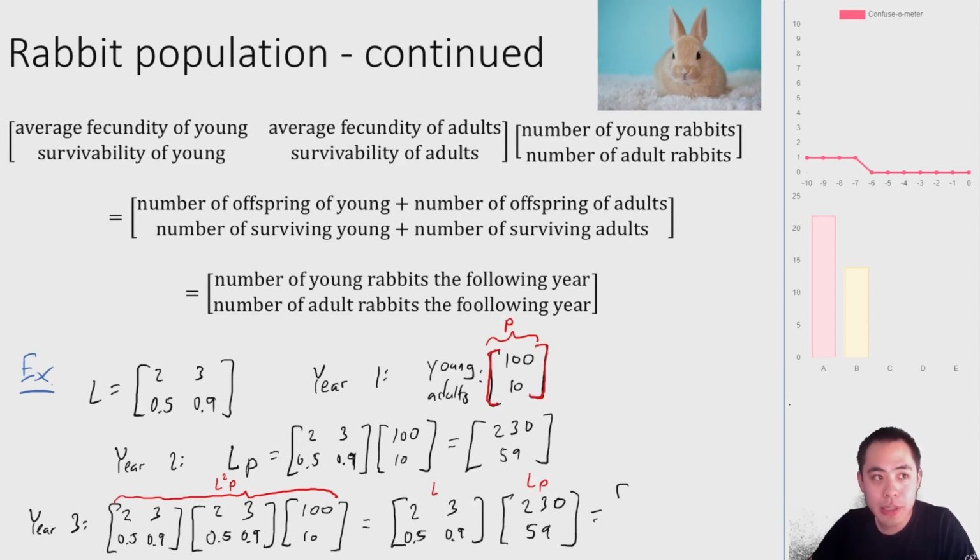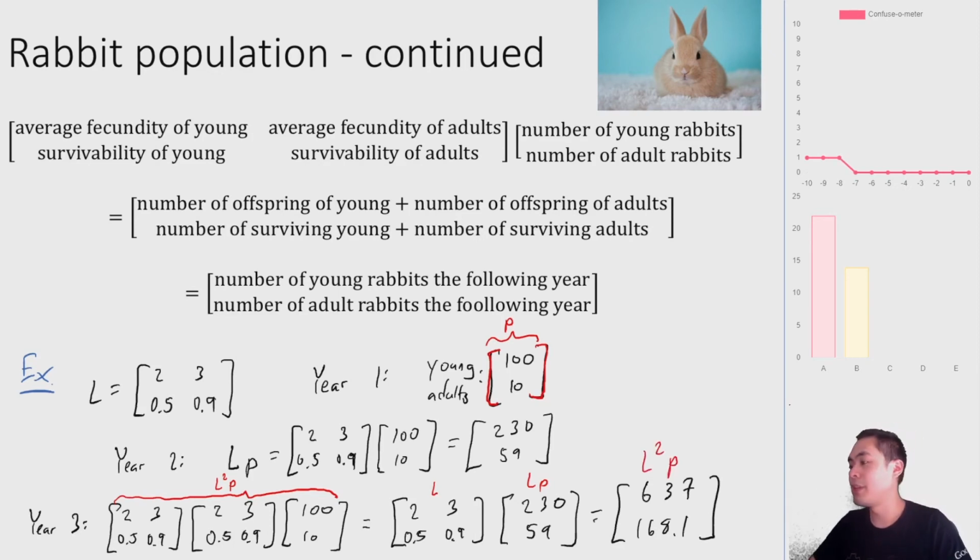And this is just going to be equal to 637 and 168.1, if I did my math correctly earlier when I was making my notes. So this is going to be L squared P. And that's going to be the number of young rabbits, 637, and a prediction for the number of adult rabbits, 168.1. Obviously, you can't have 0.1 rabbits in real life. This is just a mathematical model, but this is an estimate of how many rabbits you expect there to be in year 3. And you can keep on going.